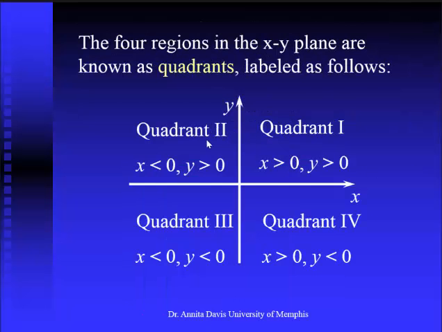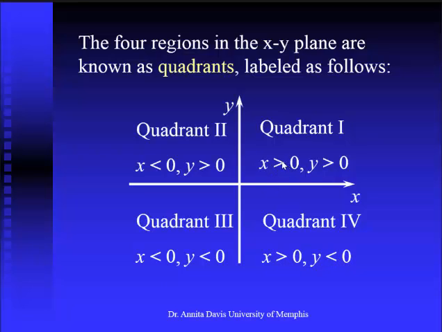These 4 regions in the xy plane are called quadrants, labeled as follows. Quadrant 1, x and y coordinates are both positive. Quadrant 2, the x-coordinate is negative, but the y-coordinate is positive. Quadrant 3, x and y are both negative. And quadrant 4, x is positive, but y is negative.